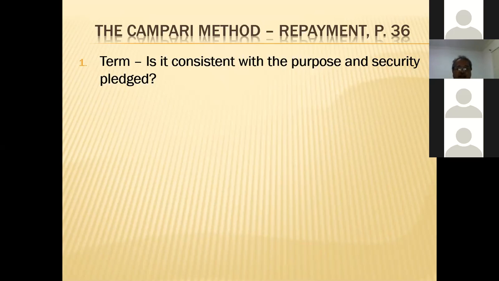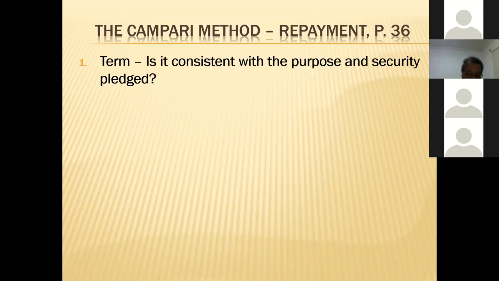So if the car is your primary security, then you don't want to lend for a period longer than how long that car is going to survive. Because if after 7 years the car is no more good, it can't work anymore, the client is going to need to come back to you to borrow for another car. But if you've loaned them for 10 or 15 years, you still have 3 to 8 years left in that term, or at least the client has. Okay, so you're quite right. Is it consistent with the purpose and the security pledged?